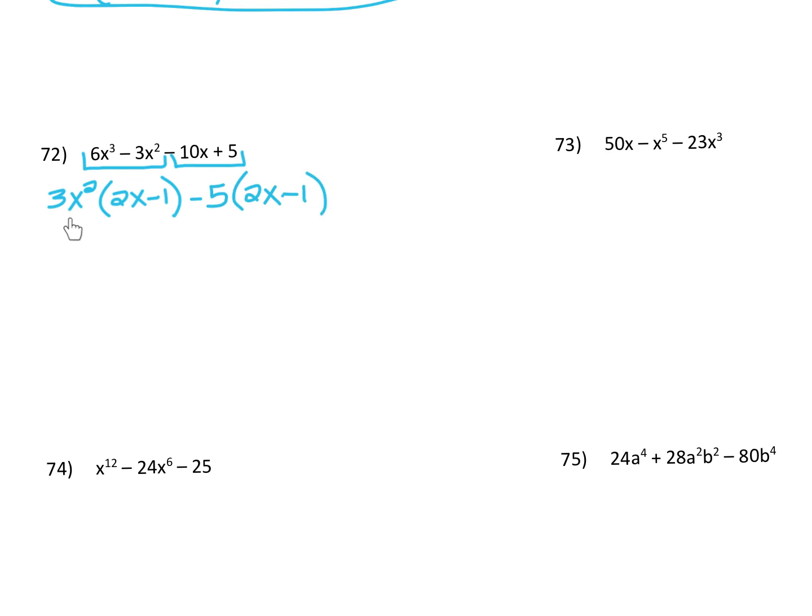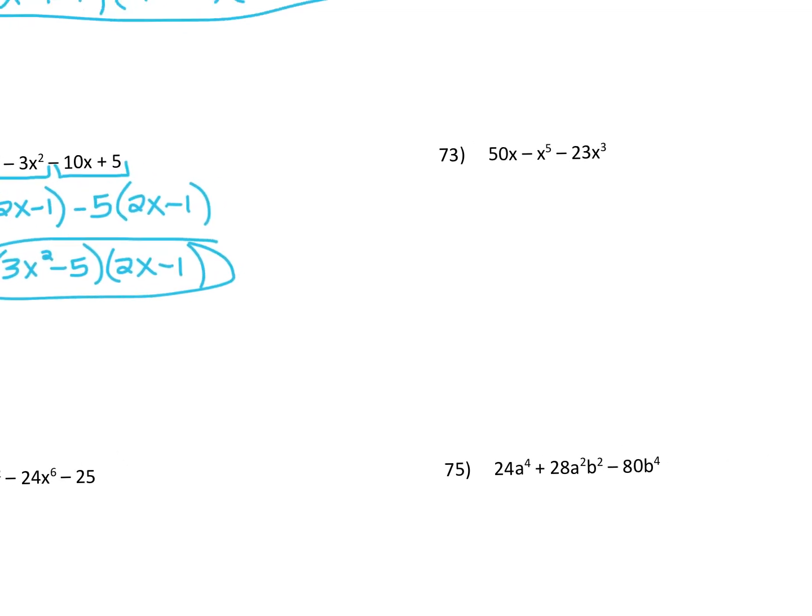Okay, so now let's group together the 3x squared and the negative 5. Let's group together what's in front of the parentheses as our first factor. And let's rewrite that common parenthesis, the 2x minus 1, as our second factor. And since neither of these is a difference of perfect squares, right, when we have 2 terms and we can't factor out a greatest common factor, that's really all we're looking for. If we can't do that, we know we're done.